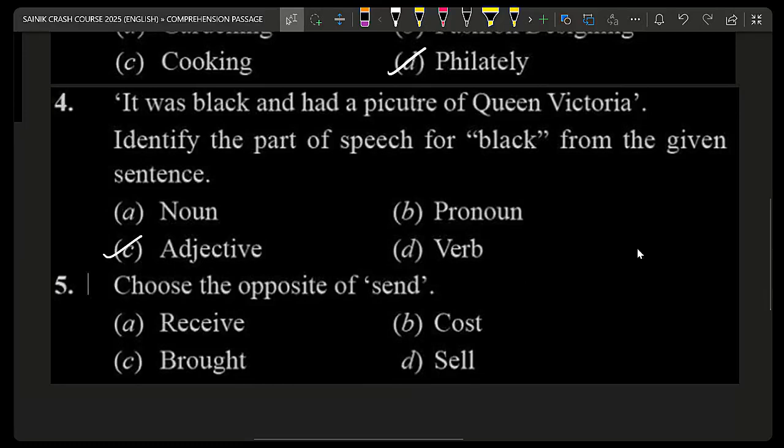Nishika, can you answer this? Sir, your voice is breaking. Nishika, answer this question now. Choose the opposite of send. Sir, your voice is breaking, sir. Nishika, try to leave the class and join again. Let us ask.